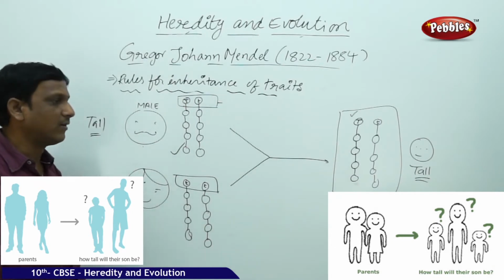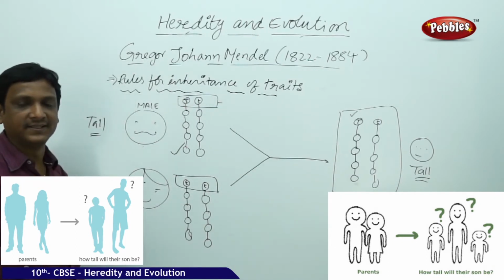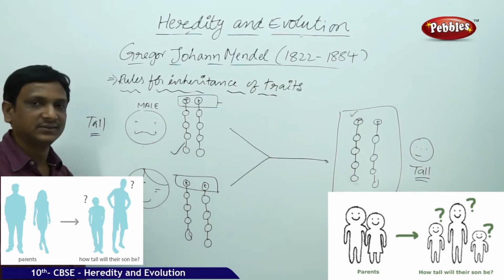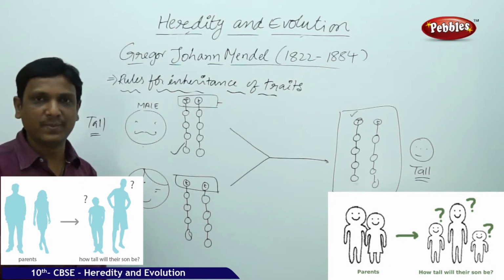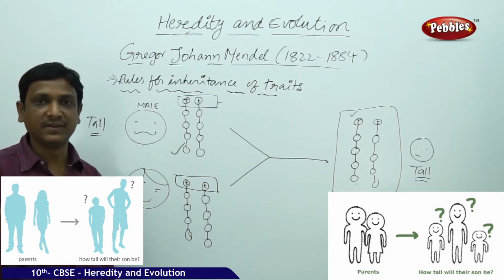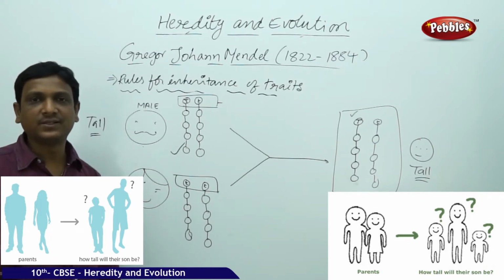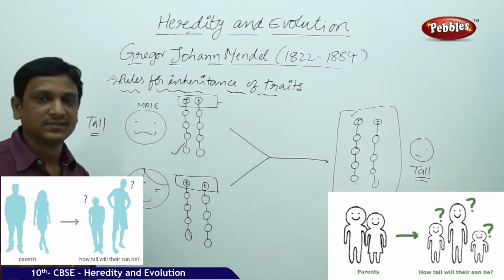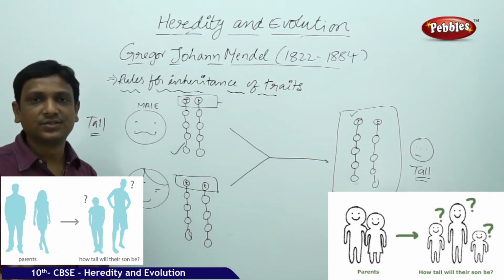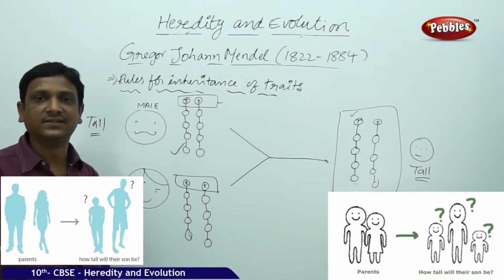So here we can understand one concept: every character, every trait, is controlled by two genes in every organism. If you understand this, we can understand the experiments conducted by Gregor John Mendel. That is the reason you might have wondered: your father may be of fair or dark complexion, your mother may be fair. You may be very dark, meaning you acquired the trait from your father, or very fair like your mother, meaning you acquired the fairness trait from your mother.